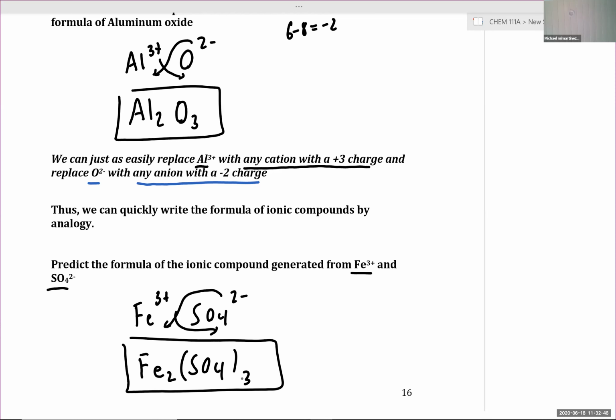So essentially, the method that we use only cares about the charges. So if you have a cation and you wanted to write the formula of, let's say, a new compound, you can just as easily replace your cation with any cation with the same charge, and you'd get a valid formula. So this is helpful because when you encounter a quote unquote new compound, if you can identify the charge, you can quickly write a formula via analogy.